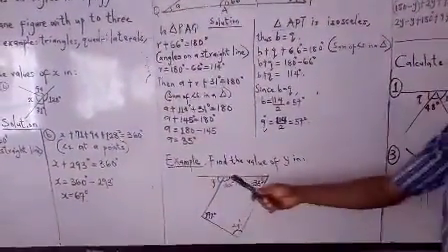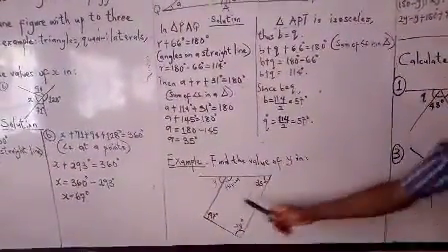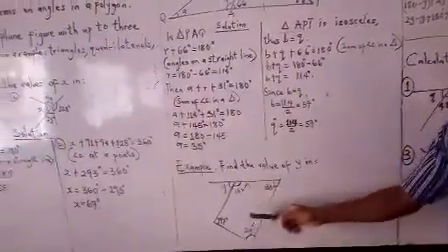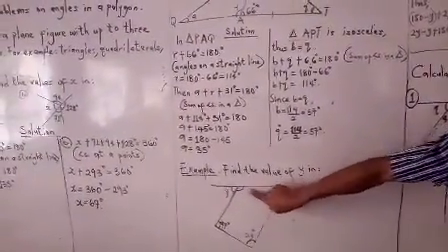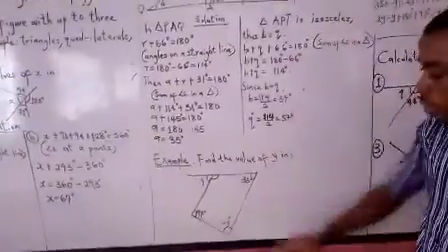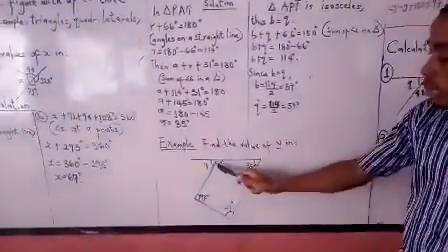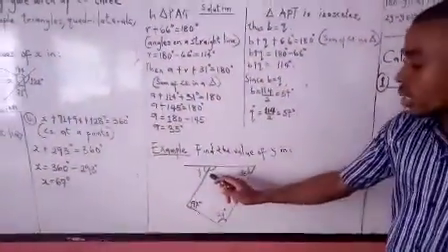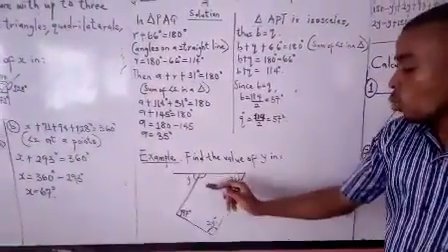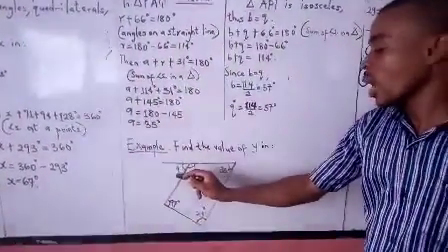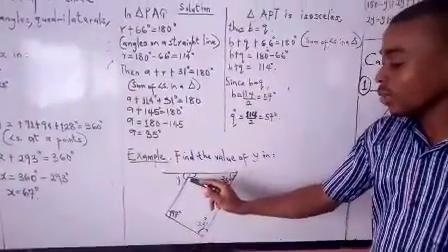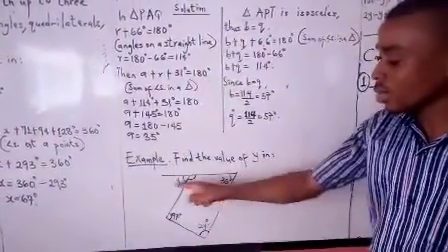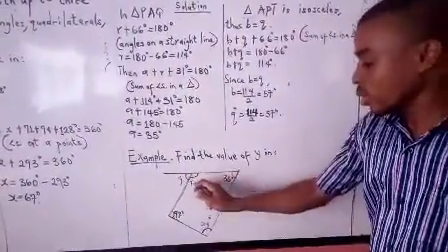Alright, the third example says find the value of y in this. We were given only three angles. So how do we find the fourth angle? We know that y is an external angle. So the value of this fourth angle would be 180 minus y, because they are on a straight line.